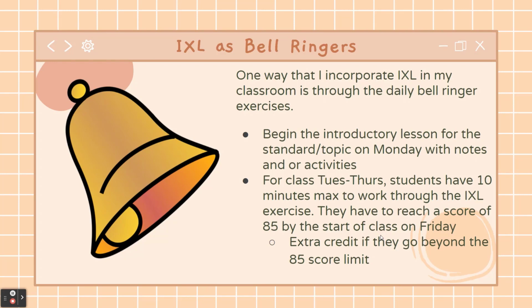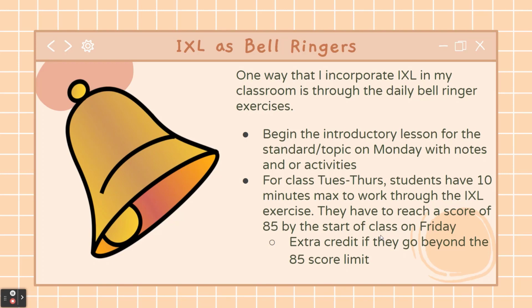When they work through their exercise, they have to reach a score of 85 by the start of class on Friday. Because remember, the IXL scores are broken down into 3 levels: proficiency, mastery, and excellence. Okay, proficiency is that 80 to 89 range. Excellence is the 90 to 99 range, and mastery is that 100.